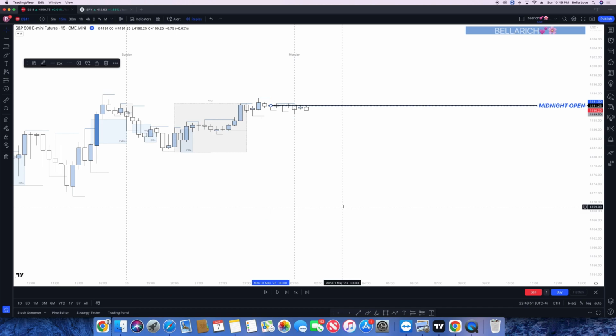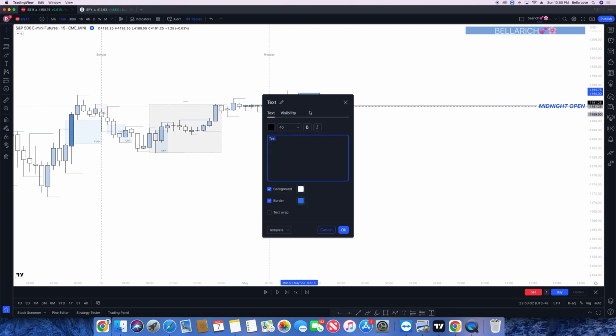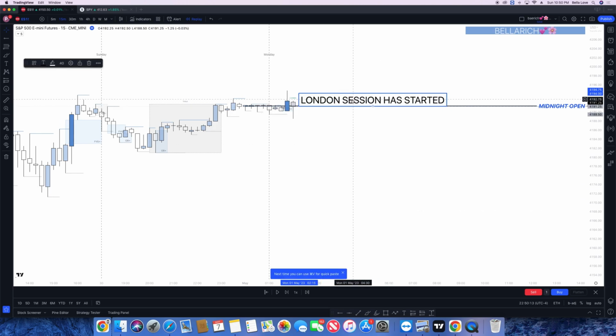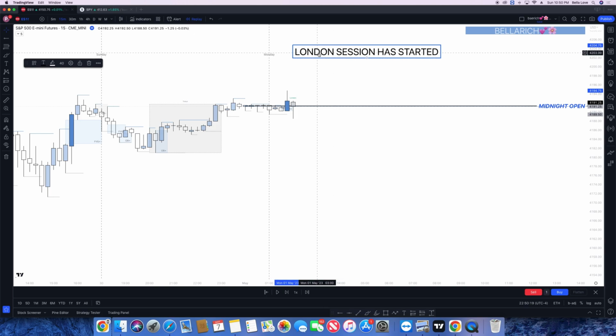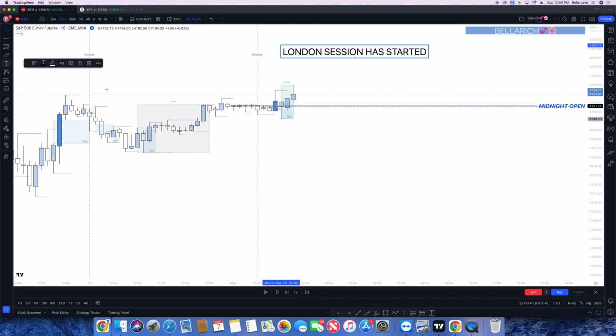You guys notice here, this is where the London session begins. So right now it's 2 a.m. and the London session has just started. From here, I want you guys to pay attention to this. You guys see the market is currently trading above the midnight open.